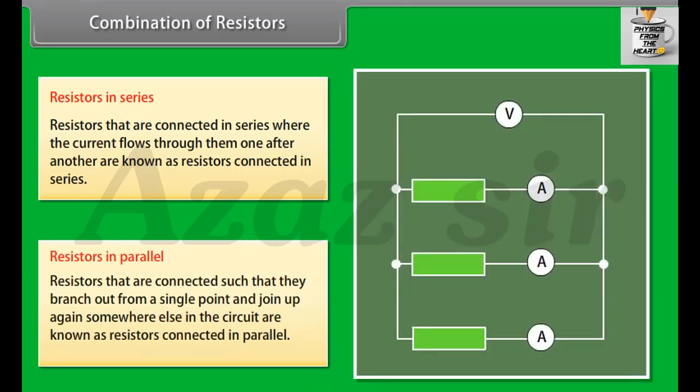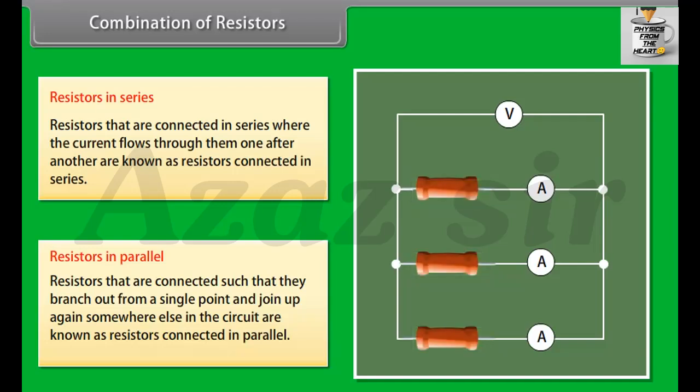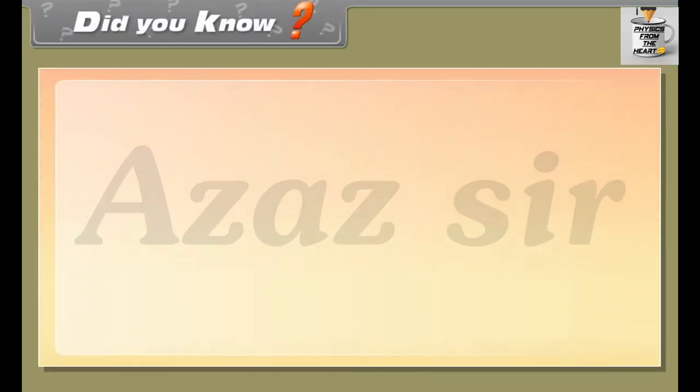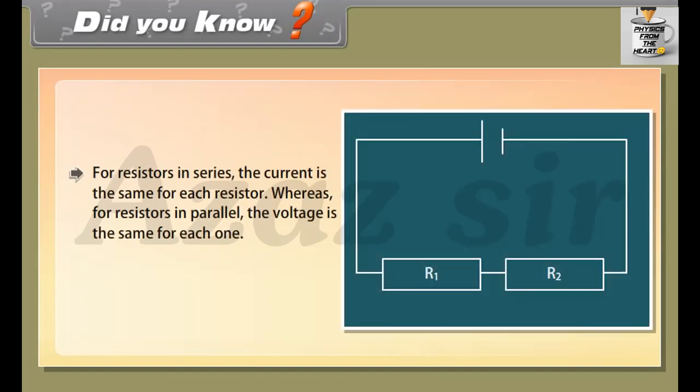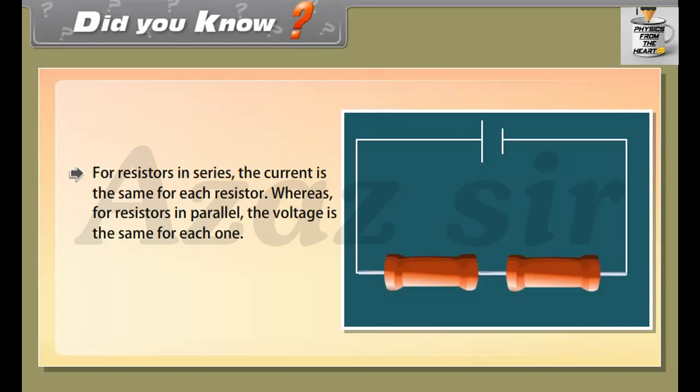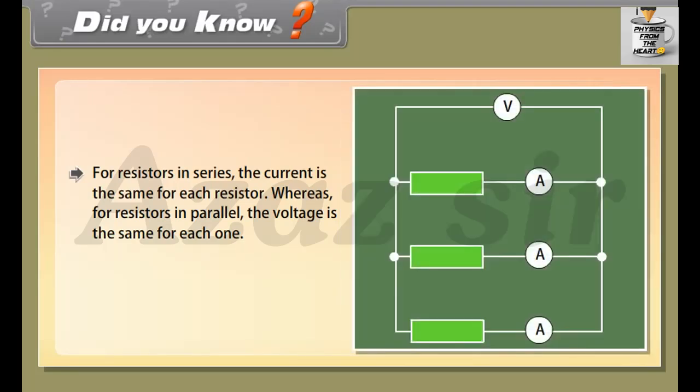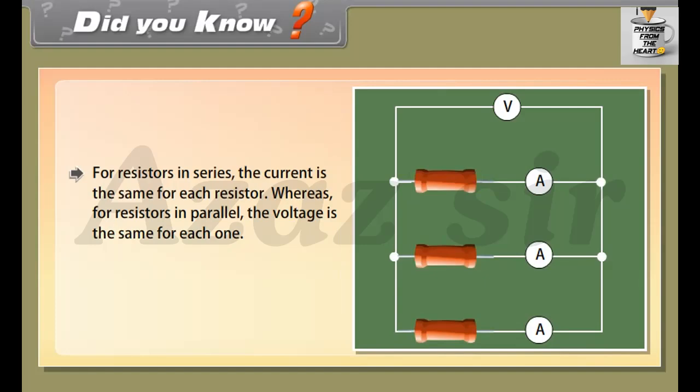Resistors in parallel. Resistors that are connected such that they branch out from a single point and join up again somewhere else in the circuit are known as resistors in parallel. Here, the current through each component is the same as if it were the only component present. So the total current flowing through the battery is the sum of the currents flowing through each branch. Did you know? For resistors in series, the current is the same for each resistor, whereas for resistors in parallel, the voltage is the same for each one.